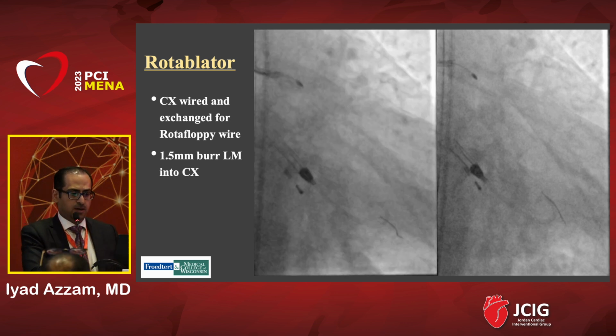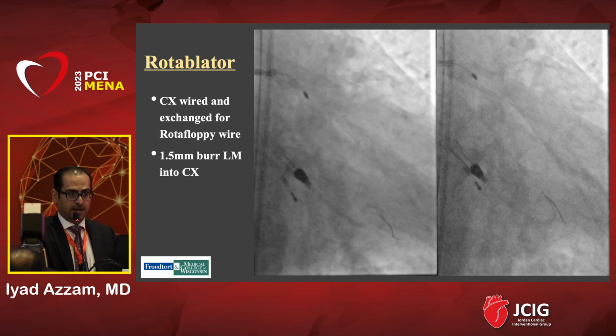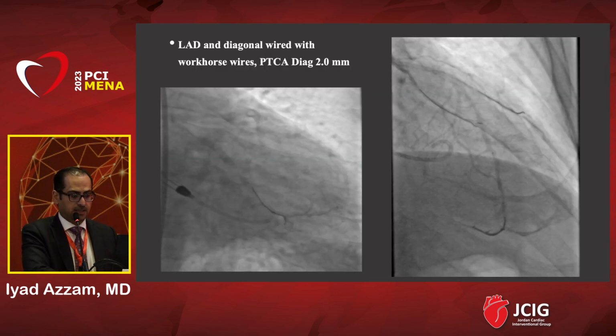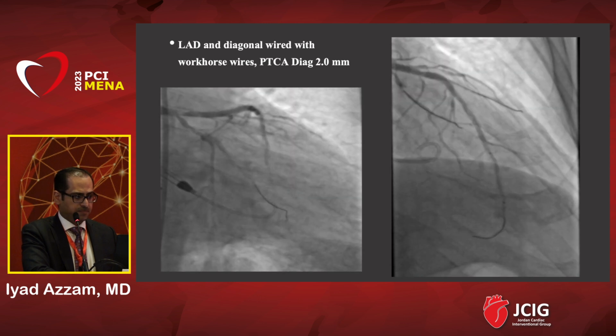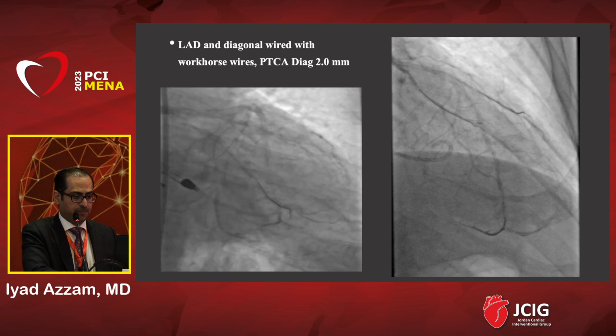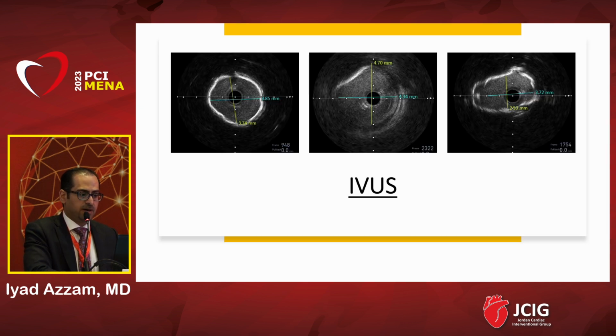After that, we wired the LAD and diagonal, performed balloon angioplasty of the diagonal and distal or apical LAD to improve outflow without the intention to stent the distal LAD. So just 2.0 at low pressure. After that, we did multiple balloon inflations across the circumflex and LAD distal left main as well, using conventional and non-compliant balloons at high pressure, followed by IVUS.